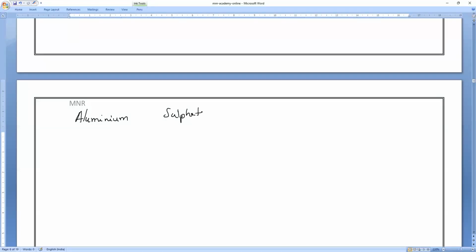Aluminum sulfate. So aluminum sulfate, what is the positive ion, cation, everybody? What is the cation? Aluminum. Sulfate, SO4 2 minus. So symbols. What is the symbols? Al, SO4. Valencies. What is that? 3 and 2.